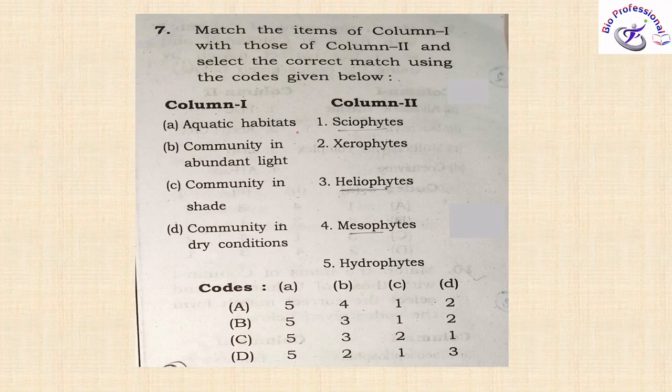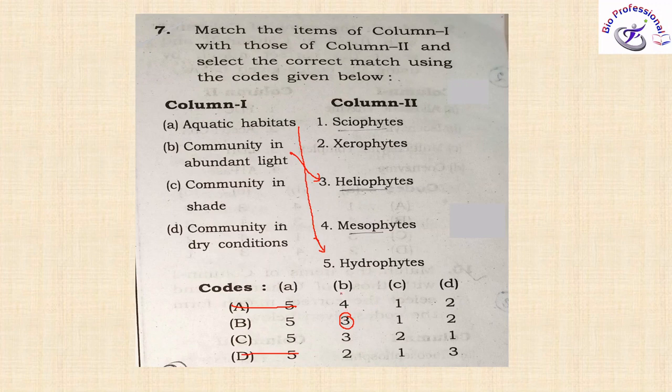Aquatic habitats. These will be the hydrophytes. So A will be 5. Every option has A as 5, so you cannot identify the correct option from this. Next, community in abundant light is called heliophytes. So B will be 3. So 5 and 3, B will be 3. You have two options, and two options are eliminated. So A and D will not be the correct option.